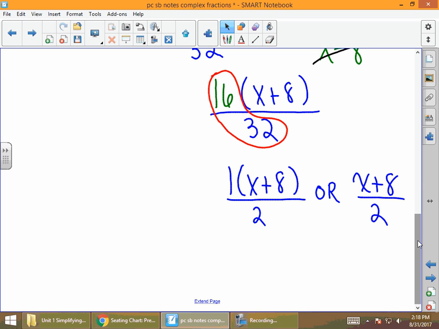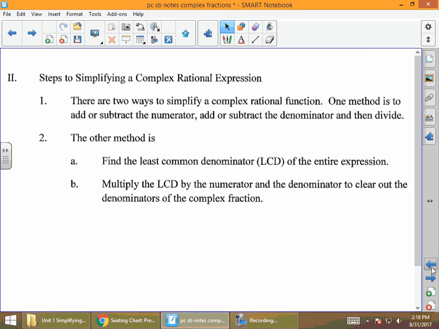But I want to show you an alternative here. And the alternative, as I digress here for a second, is we need to find the least common denominator of all the denominators in the problem. In fact, the minor fractions. And then we're going to use that to simplify our fraction.